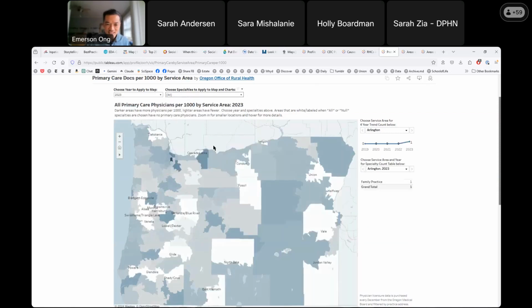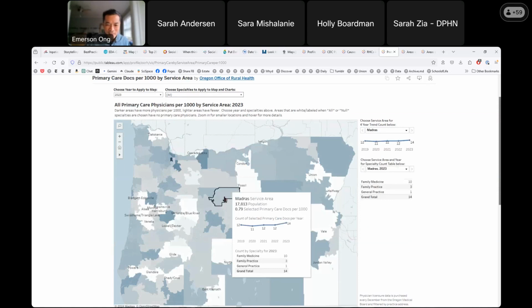Okay, so then you just hover over each service area, and it'll bring up a line graph showing the number of active primary care docs in that service area for the past 5 years, as well as a breakdown of the specialty for the latest year.